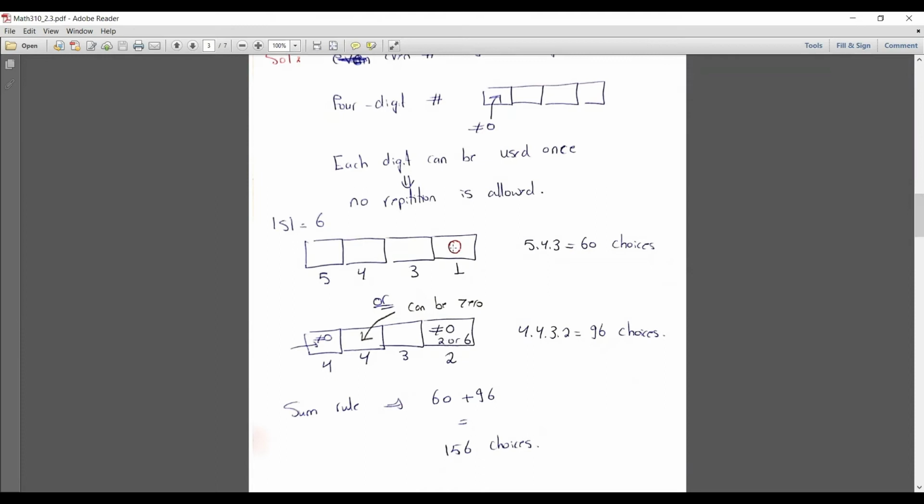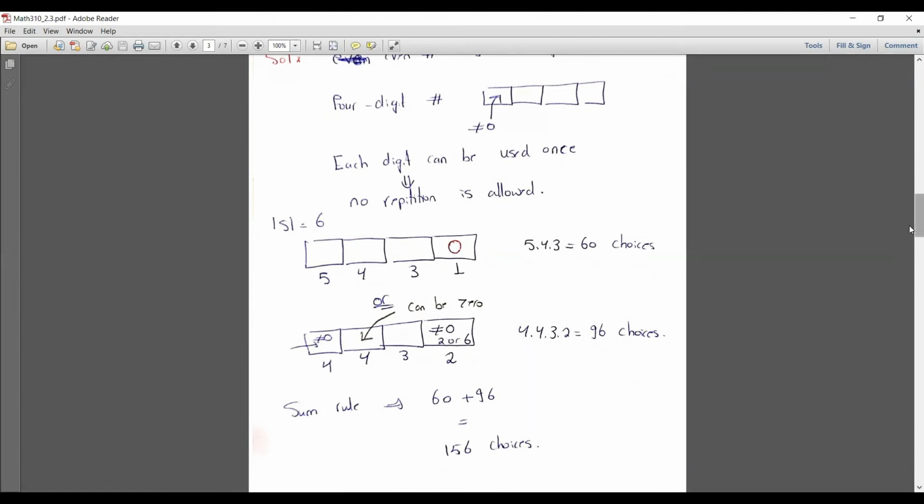If it's 0, how many numbers do we still have here? From the 6, we chose here 0, we still have here 5. Can we choose the number again? Of course not. So we're going to be having here 4, here 3. How many options do we have? 5 times 4 times 3 times 1, which is 60.